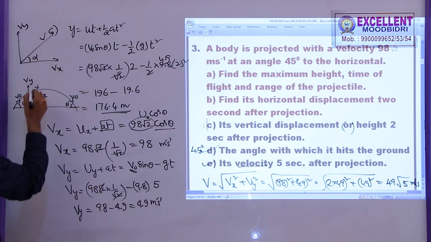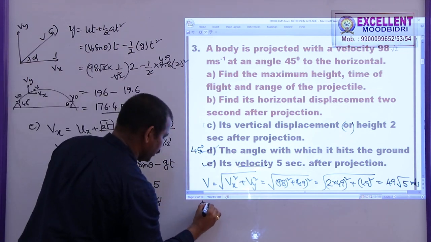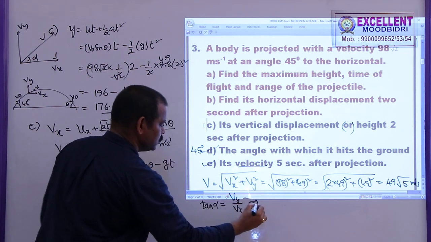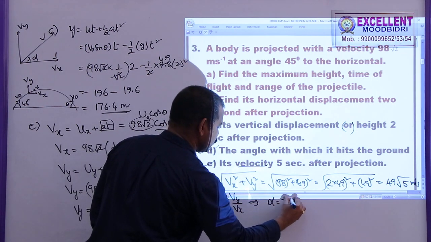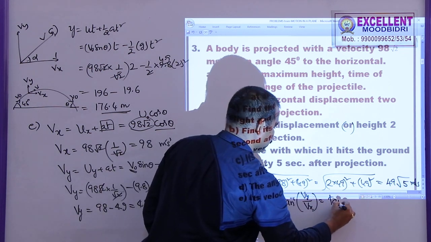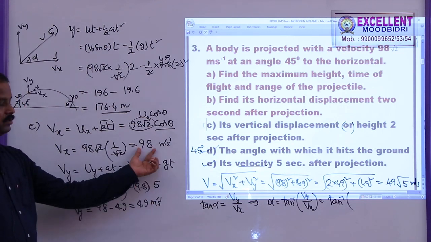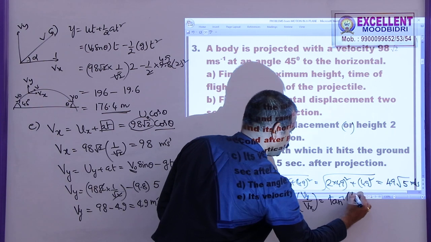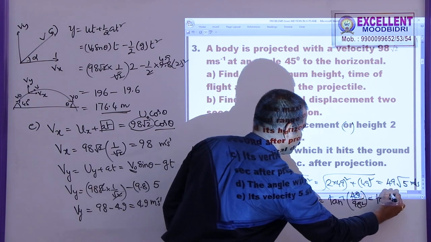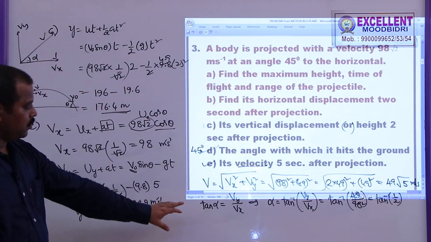So this is alpha. So how to find this alpha? Opposite side by adjacent side, so that is Vy by Vx. So tan alpha is equal to Vy by Vx. So the angle alpha is equal to tan inverse Vy by Vx. What is Vy? Vy is 49, Vx is 98. So this is 49 by 98. This is 1 by 2. So the answer will be tan inverse 1 by 2. So this is how you can find out the direction.